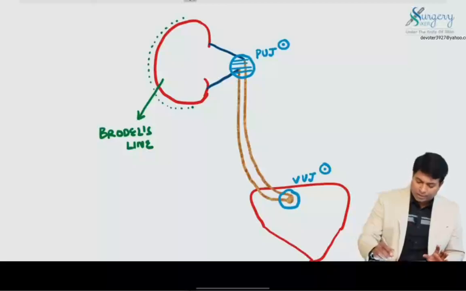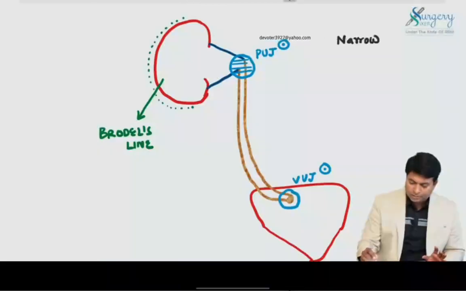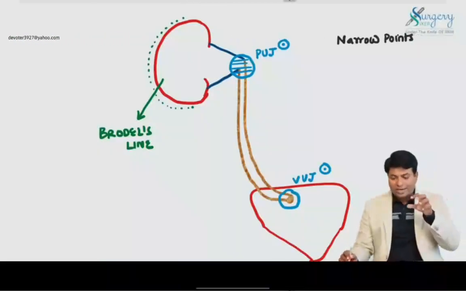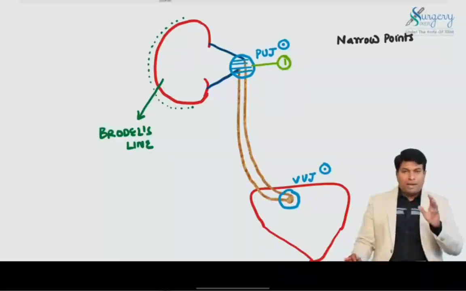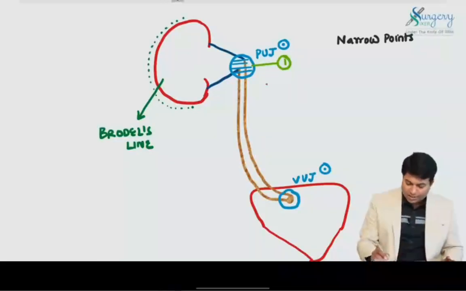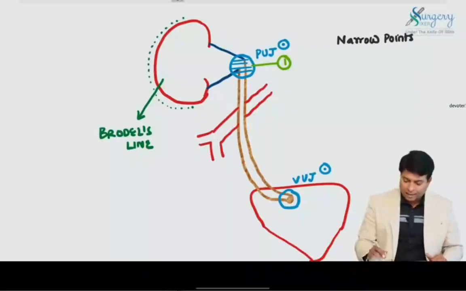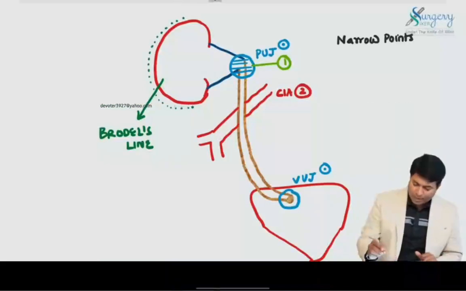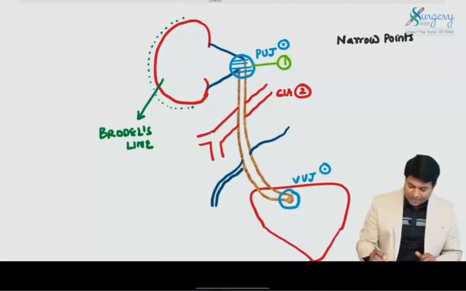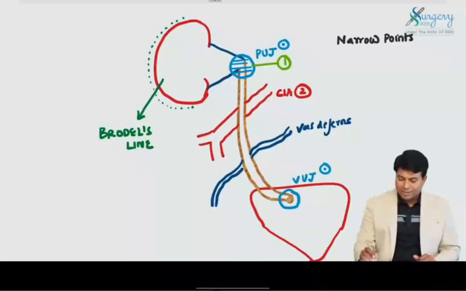The other narrow points in the ureter where a ureteric stone can get obstructed are the following. The first narrowest point is pelvic-ureteric junction. The second narrowest point is the crossing of common iliac artery, which divides further into external iliac and internal iliac. The third narrowest point is at the crossing of vas deferens in males and round ligament in females.